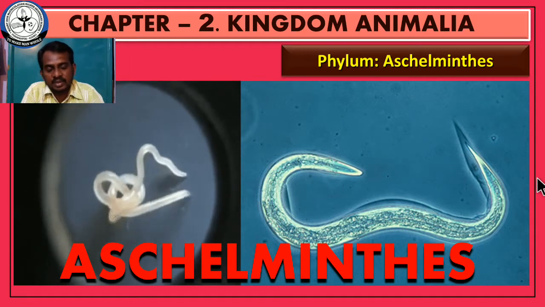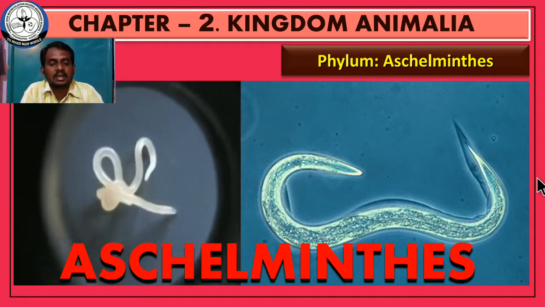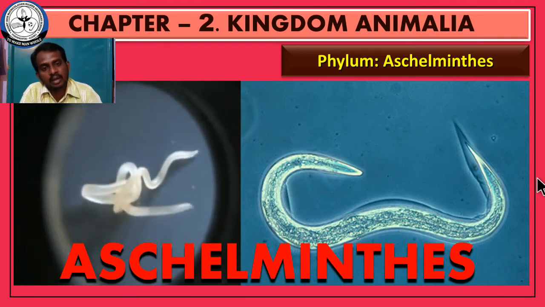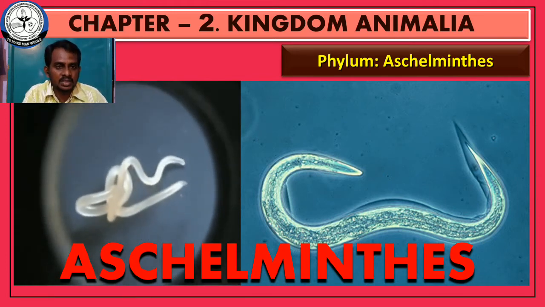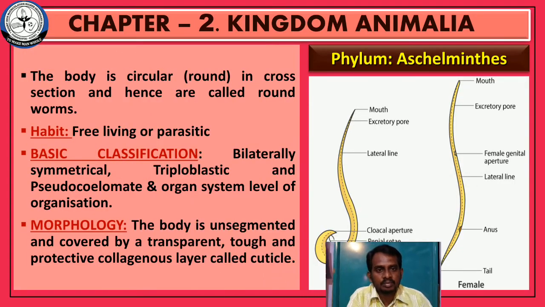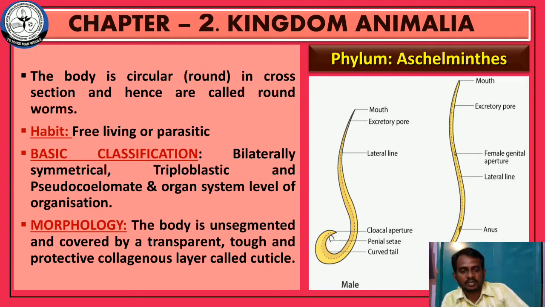What is meant by Aschelminthes? It is otherwise called Nematoda or nematodes. All the animals of this phylum are round in shape in cross section. So, these animals are called roundworms. Since the animals here are all round in cross section, we call them roundworms.